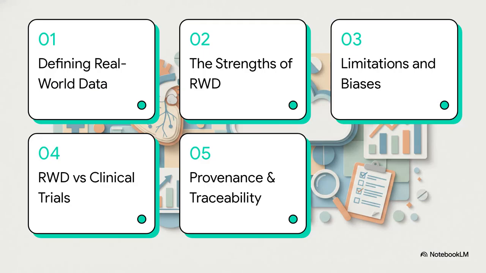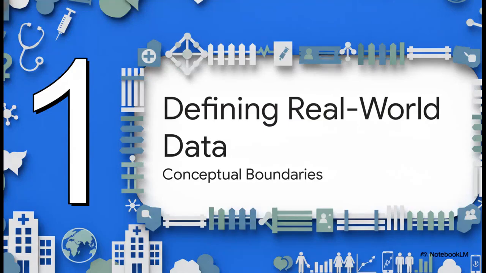All right, here's our roadmap for this explainer. First, defining real-world data. Second, the strengths of RWD. Third, limitations and inherent biases. Fourth, RWD versus clinical trials. And finally, provenance and traceability. Let's get to it.